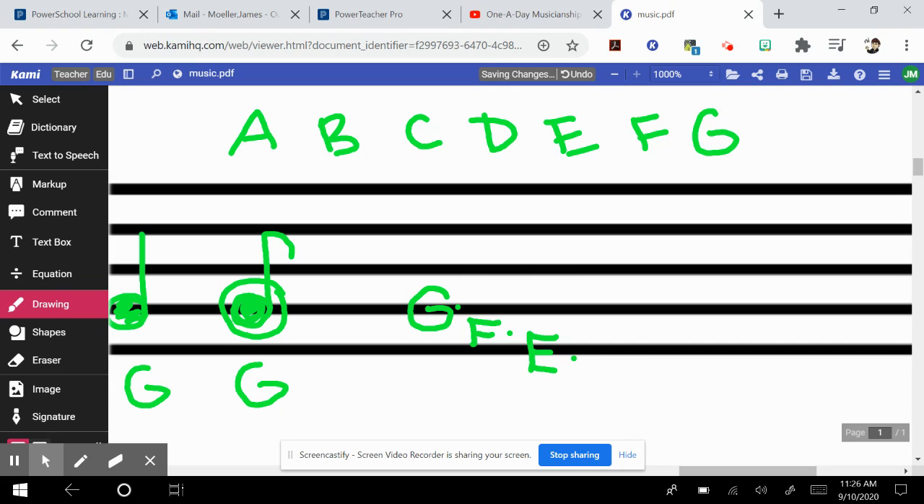Then we're going to start back up with A in this space here, B here, C here, D, E, and finally F. So that tells us what the names of each of the notes on the staff are.